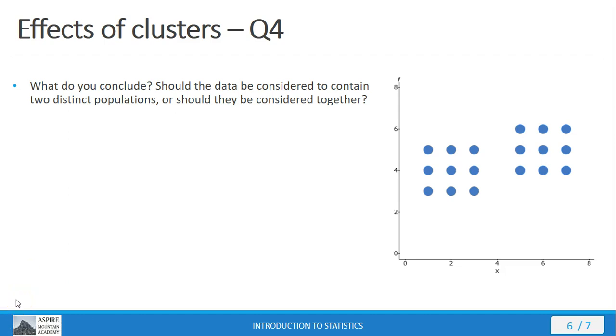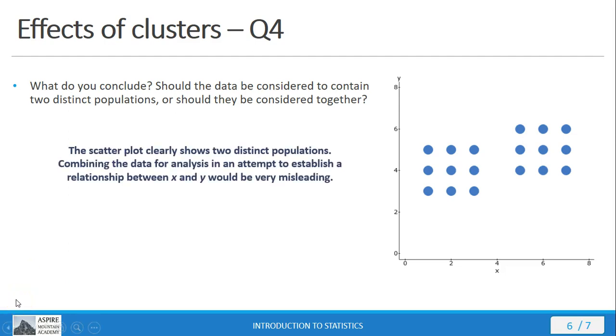And so therefore, we're showing 2 distinct populations here, which means because you're looking at 2 distinct populations, you should not combine them together to do an analysis for a relationship. To do so would be very, very misleading. So you want to keep them separated when you do your analysis.